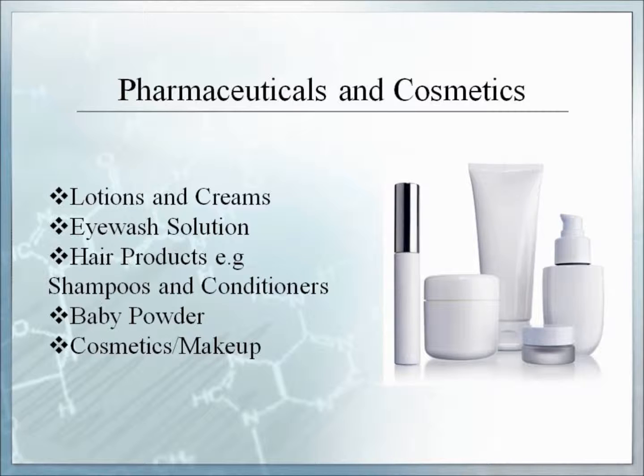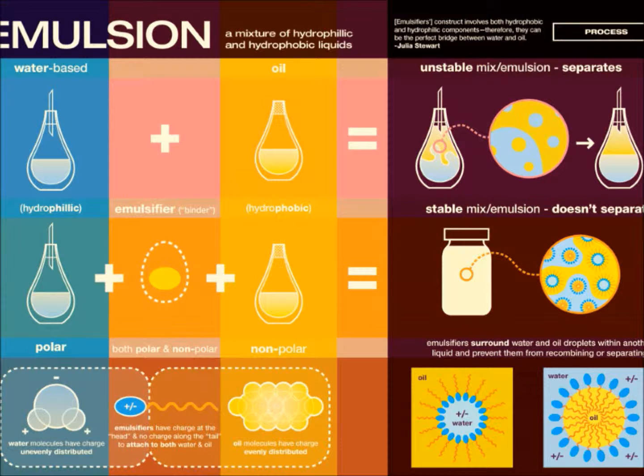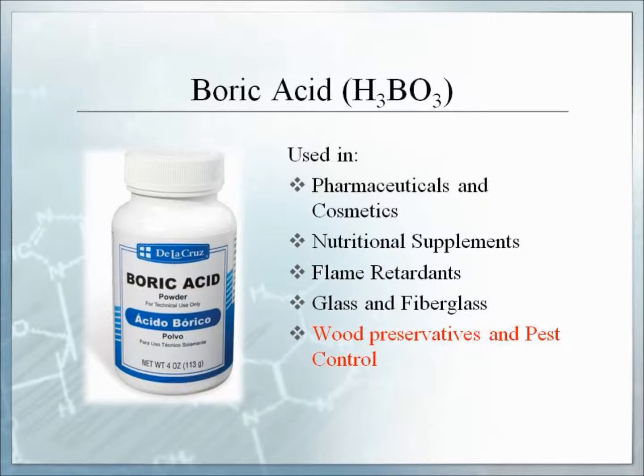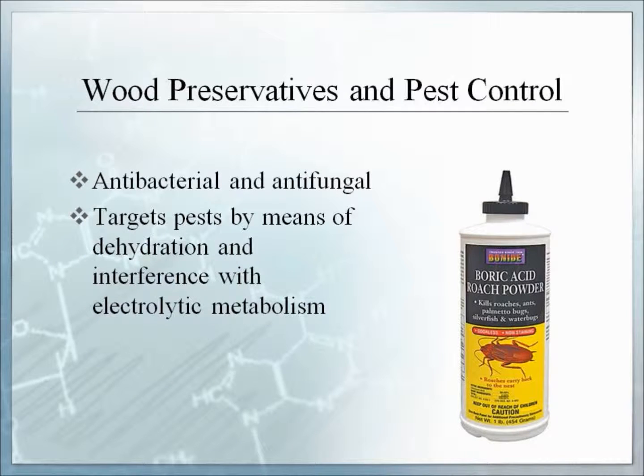Its antiseptic properties allow it to be used in contact lens solutions to kill any microorganisms present. Boric acid also maintains an emulsion, which is a mixture of normally immiscible liquids such as oil and water, and such emulsions are commonly found in makeup. Furthermore, boric acid is used in pest and fungal control because of its antibacterial and antifungal properties. Boron compounds inhibit the growth of fungus and have been demonstrated to be reliable wood preservatives.